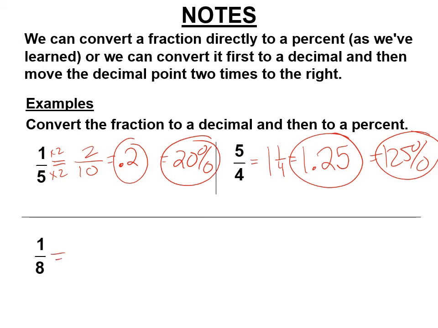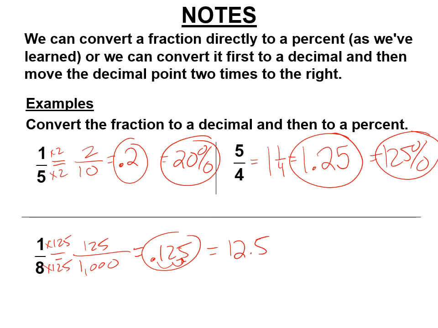1/8, all right. We know this has to be over 1,000. This is the way you would do 1/8 anyway. It's 125 thousandths, which is 0.125. And 1/8 as a percent, move the decimal twice, is 12.5%. 12.5% is 1/8. And that happens because you can't make it over 100. You have to make it over 1,000.